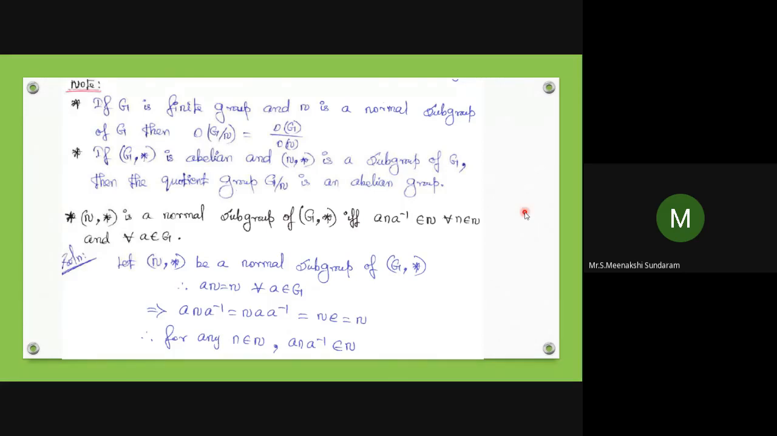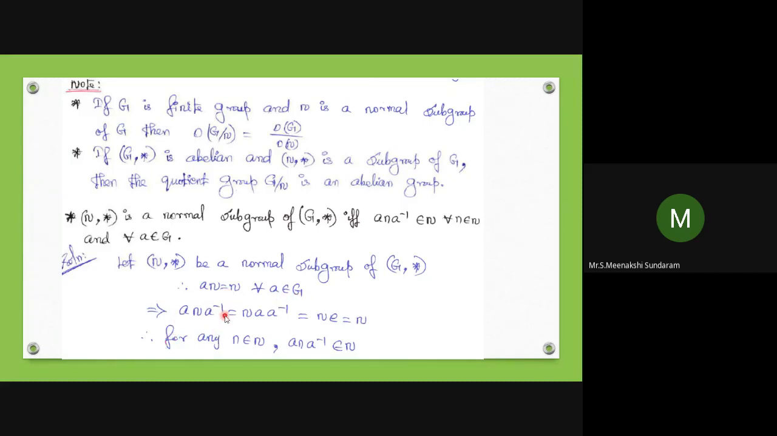So first of all, you can assume that N, star, be a normal subgroup of G, star. I like to take the assumption. Therefore, aN is equal to Na for all a belongs to G. In a normal subgroup, it should be satisfied that aH equals Ha. aN equal to N for all.